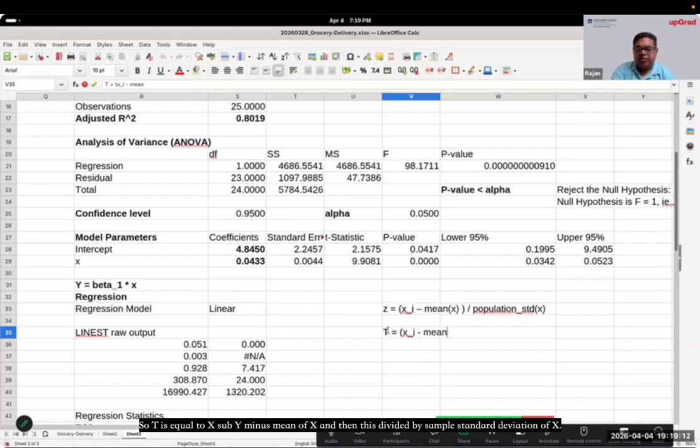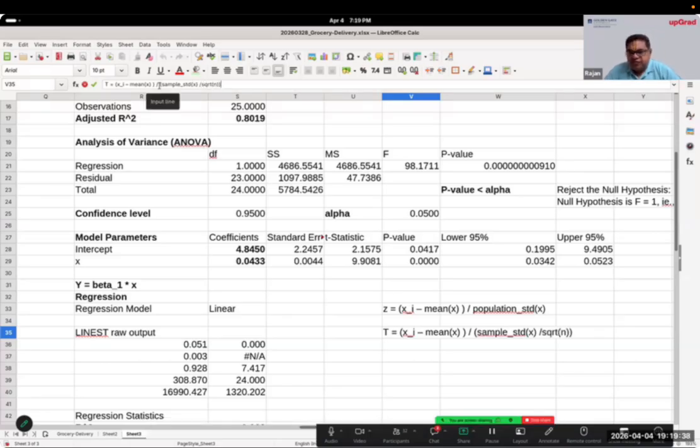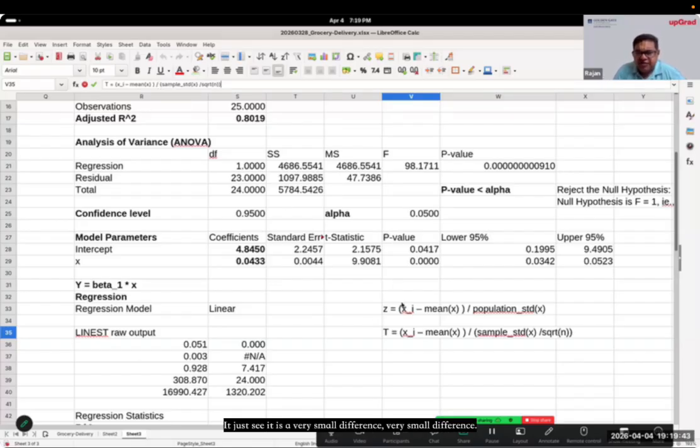T is equal to X sub i minus mean of X, divided by the sample standard deviation of this X. And then not only that, you need one more: this sample standard deviation has to be divided by the square root of the sample size. It's a very small difference.